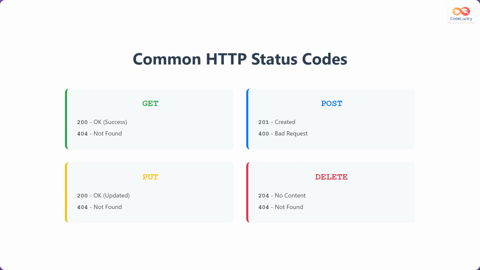For the put method, a status code of 200 OK indicates a successful update, while a status code of 404 not found indicates that the resource to be updated was not found. Finally, for the delete method, a status code of 204 no content indicates that the resource was successfully deleted, while a status code of 404 not found indicates that the resource to be deleted was not found.